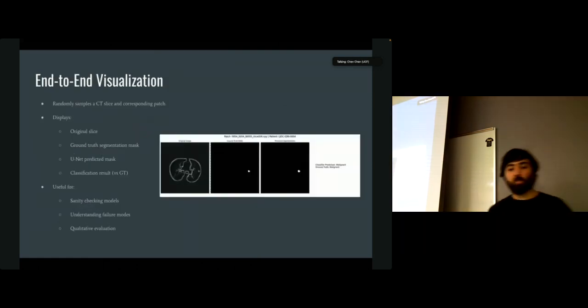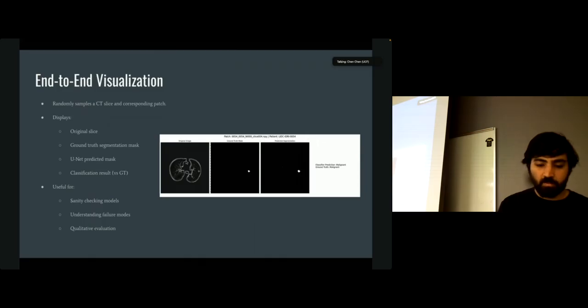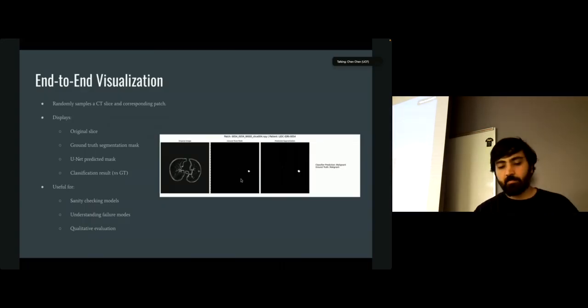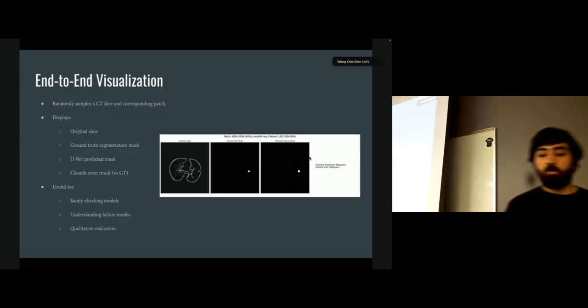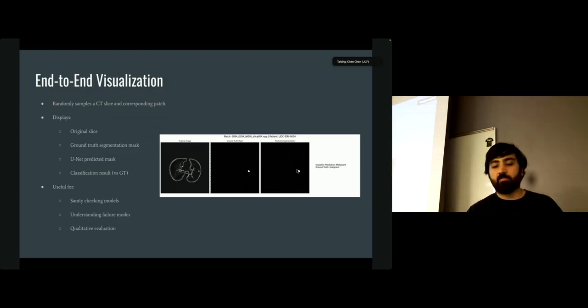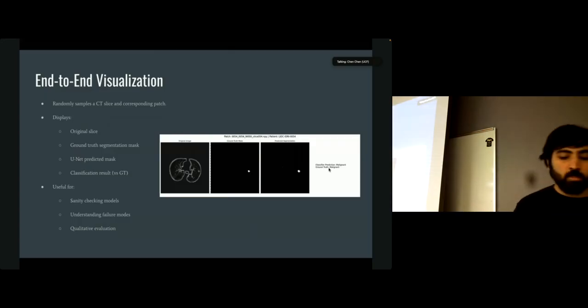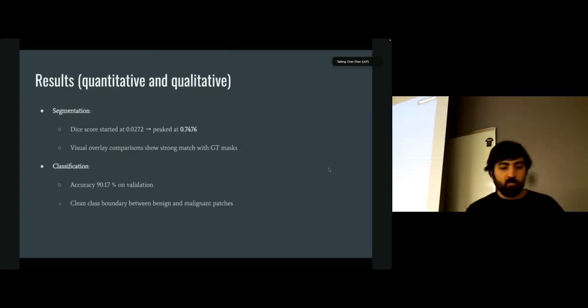So this is how the end-to-end visualization looks. As you can see in the image, on the leftmost side we have the original lung segmentation slice, and then next to it is the original ground truth mask, and right next to that is the predicted mask from my model. And after extracting the patches, I have also given the classifier prediction and the ground truth prediction as well. So now let's talk about some quantitative results.